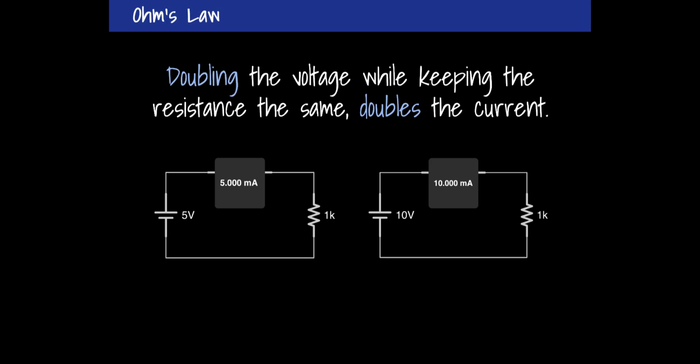I'm curious what happens if I double the voltage, keeping the resistance the same. You can see here I still have a 1K resistance, but I've doubled my voltage to 10 volts. Well, I can see from my measurement that when I double the voltage, I double the current. Now, I had previously qualitatively described this. I had said, I think that if I increase the voltage, the current will increase. And what I've discovered by actually making a measurement is that when I double the voltage, the current doubles.